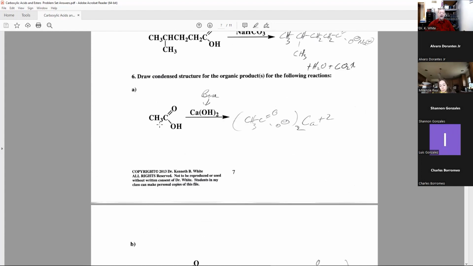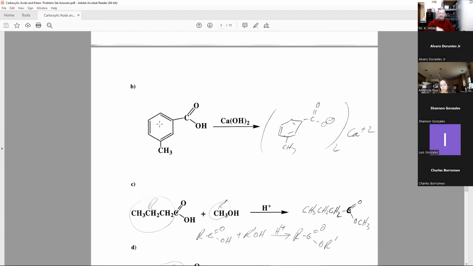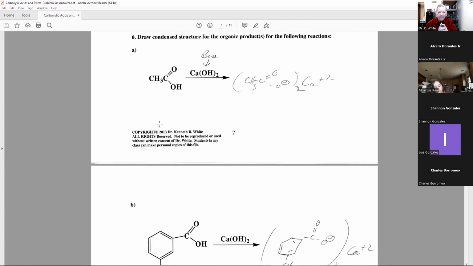All right, now 6A and 6B, cross off. I didn't talk about calcium. It's correct, but just cross it off. 6A, 6B, cross it off.